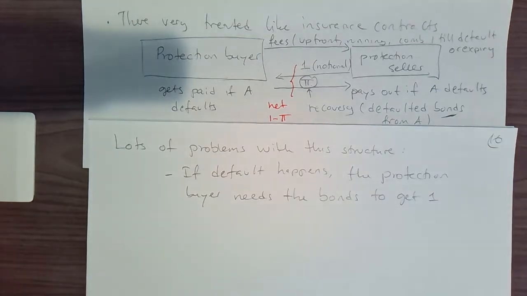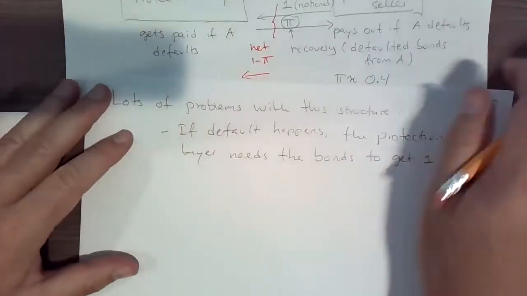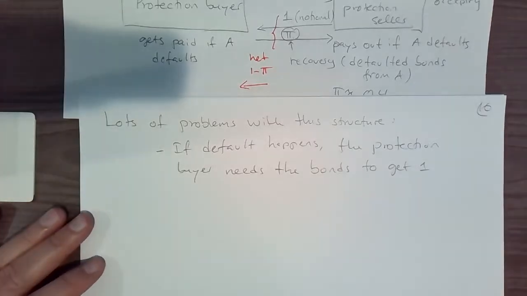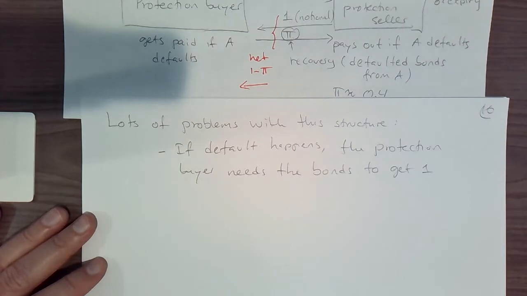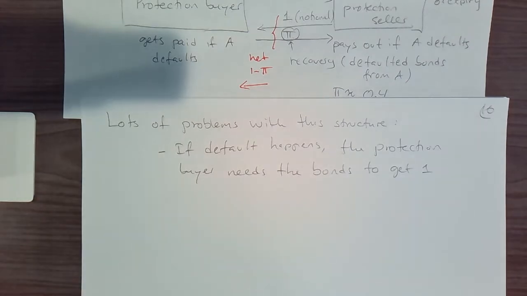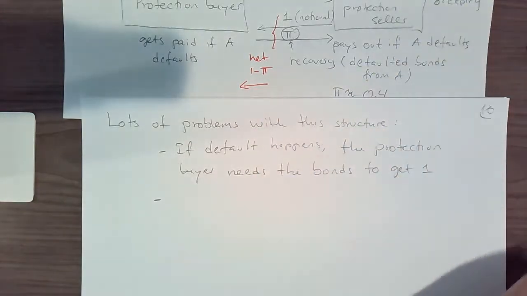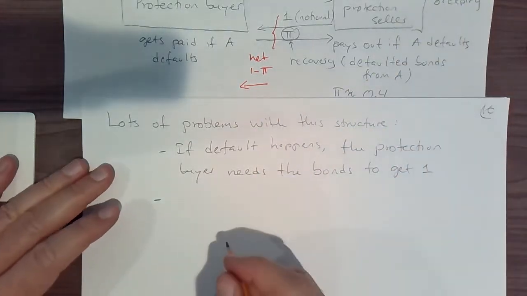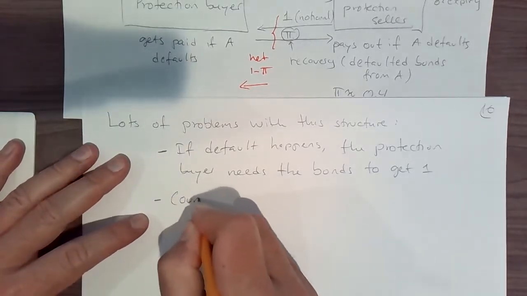Right, so you bought this, you placed this bet, but if you want to be paid, you're going to have to go out and get your hands on these defaulted bonds. And this can be hard, right? So if it's Greece, a relatively small country, there might not be that many bonds out there. And if you want to get the $1, you have to return these defaulted bonds to the protection seller. So if you can't get your hands on them, you're not going to get the notional. And this problem was made much worse by the unwinding procedure. So there's lots of counterparty risk here.